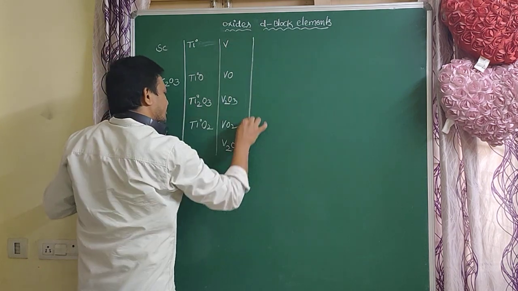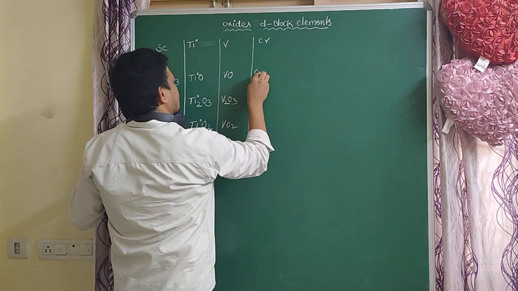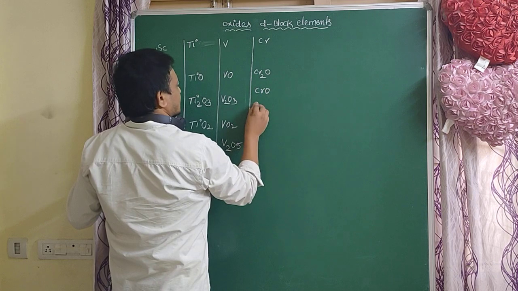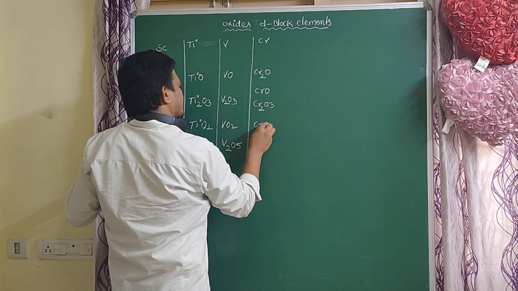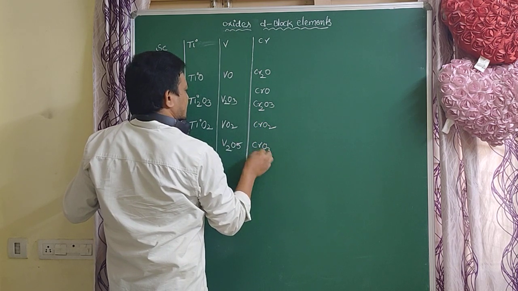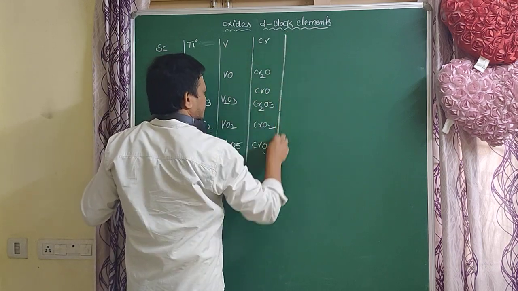Next, chromium can form oxides: Cr2O, CrO, Cr2O3, CrO2, and CrO3. Next, manganese.